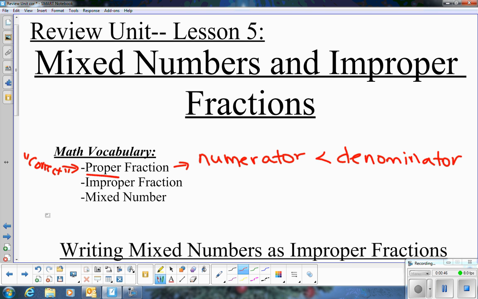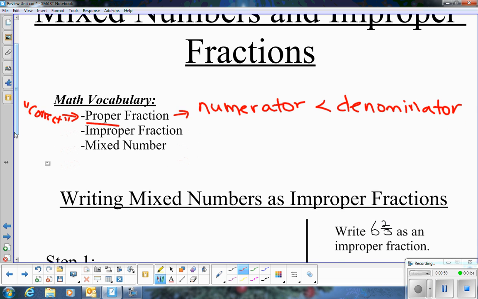Okay, we're working in that big packet that I gave you the other day. An improper fraction is when the numerator is greater than the denominator. It's not a proper fraction.